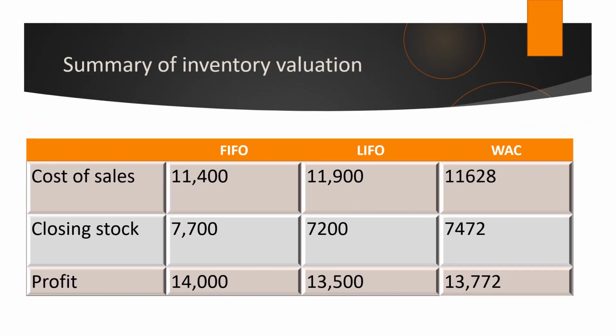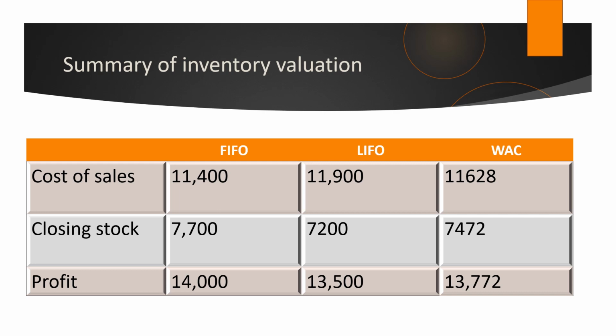Now let's see the summary of FIFO, LIFO and weighted average cost of inventory valuation methods. So here you can see the cost of sales figure, closing stock as well as the gross profit under each method. So you can see the highest cost of sale is recorded under LIFO when there is an increase in price. Why? We are going to issue at the latest prices, that is really high compared to the previous one.